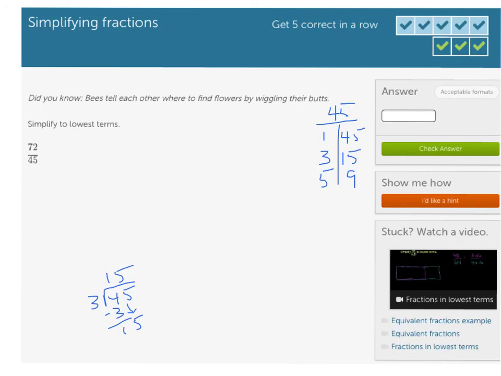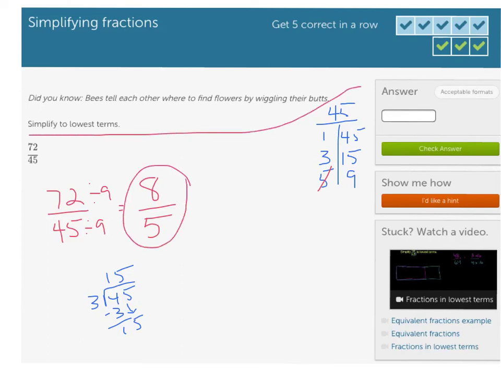Now, 5 can go into 45, but not 72. So let me get rid of that one. How about 9? 9 goes into 45. Does 9 go into 72? Oh, that's right. 9 times 8 is 72. Okay, so let me take 72 45ths. And I'm going to divide both by 9. 72 divided by 9 is 8. 45 divided by 9 is 5. 8 fifths. Is there anything that can go into both 8 and 5 that can divide evenly in both? No, there's not. So that'll be my answer.